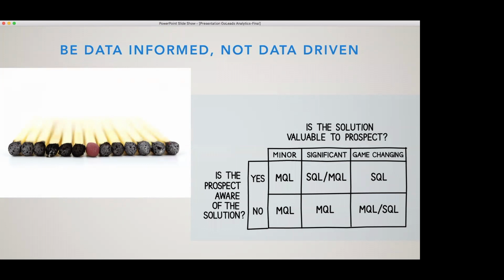Data driven is everybody who interacts with our website needs a follow-up, and data informed is, well, what exactly are they doing on the website, and then how can we separate those? So that would be an example in part 2.